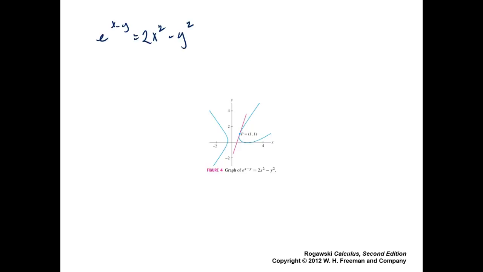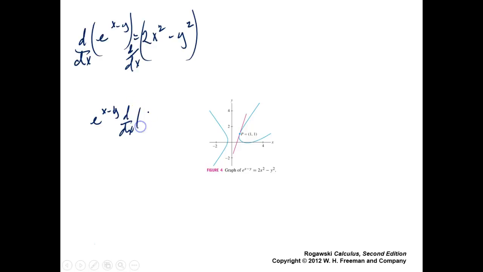Okay? So, let's take the derivative of this side with respect to x, and then we'll do the derivative of this side with respect to x. Okay? So what's the derivative of e to the x minus y? The derivative of any exponential function is itself, e to the x minus y. Okay? Then chain rule it times the derivative of what's inside. I'll write it this way, d by dx of x minus y. Chain rule. Okay? We'll go on and do the first part of the right-hand side too. Derivative of that would be 4x, and derivative of that with respect to x would be minus 2y times dy dx, which I'm just going to write y prime if that's okay.